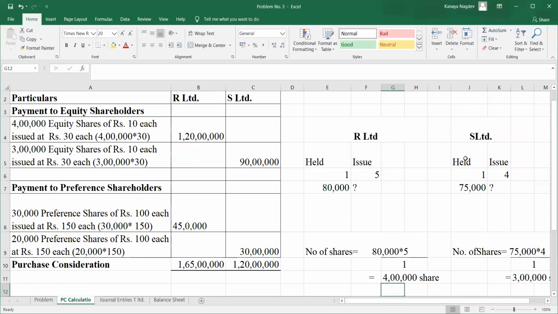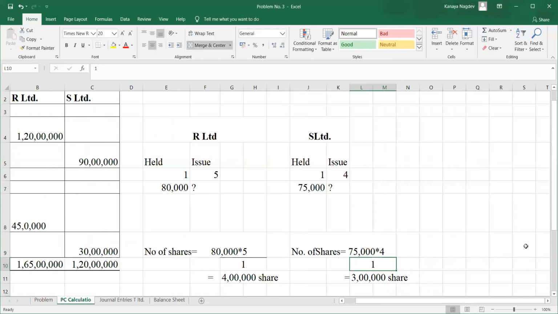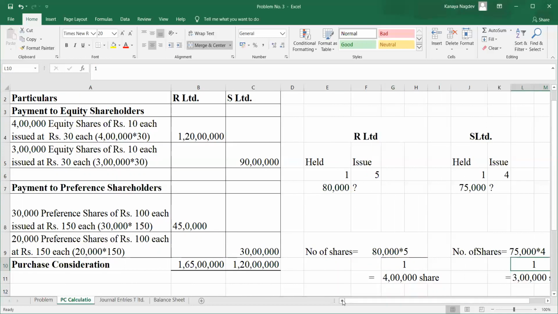For S Limited, it was mentioned that for every equity share, they'll be getting 4 equity shares. So the number of equity shares we have seen, 75,000 equity shares are held by S Limited. For that, how many number of shares will they be getting? 75,000 multiplied by 4 divided by 1. That is, they get 3 lakh equity shares in T Limited. I hope this is clear. So 3 lakh equity shares of 10 each issued at rupees 30 each. 3 lakh multiplied by 30 gives us the amount of equity share capital received by S Limited from T Limited.